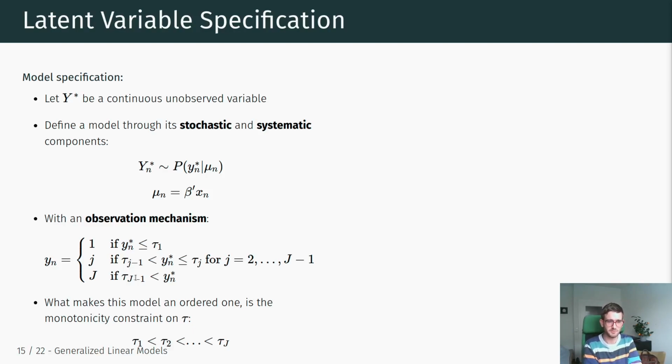unobserved latent variable. Okay, and we're assuming, of course, that these thresholds follow this ordering, right? So tau 1 is smaller than tau 2, is smaller than all the other taus, and then tau j is the highest threshold, right? So that invokes this ordering in our outcomes.